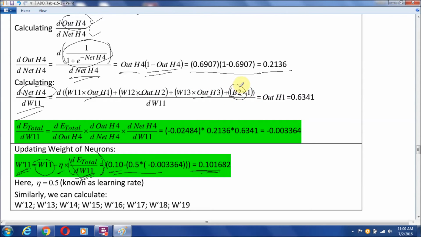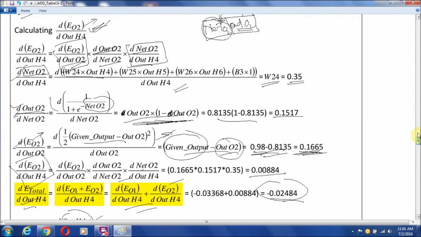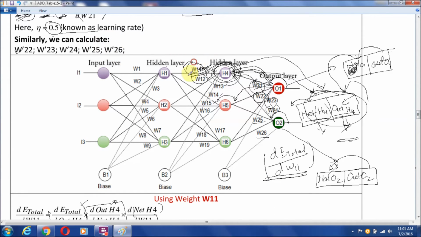Our B2 is the bias, which we already know. After differentiation we will get this value. So this is simple differentiation, and after that we can easily calculate the derivative of E total with respect to weight W11, which is equal to the product of all these four terms: these two we calculated here, and E total that we calculated earlier. By using this outcome, we can easily calculate the updated weight of W11. Similarly, we can calculate W12, update W13, and so on.